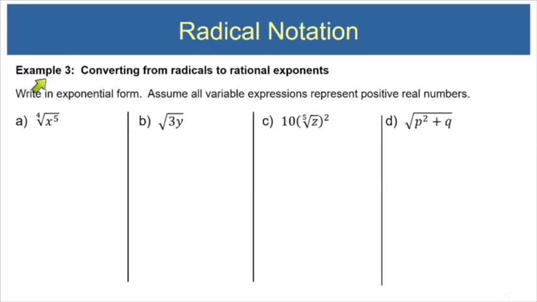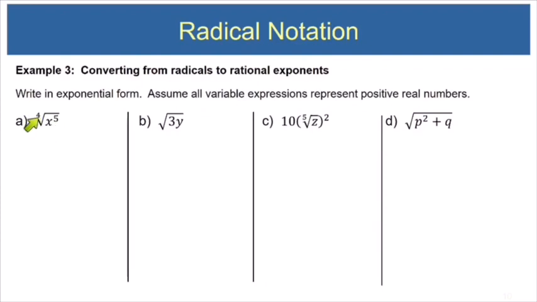Now here in example 3, we're going the other direction. So in this example, we're given the radical notation, and they're going to ask us to write each of these in exponential form. And again, we get to assume that the variables represent positive real numbers, so that just makes things easier on us. So first off, in part A, we have fourth root of x to the fifth.